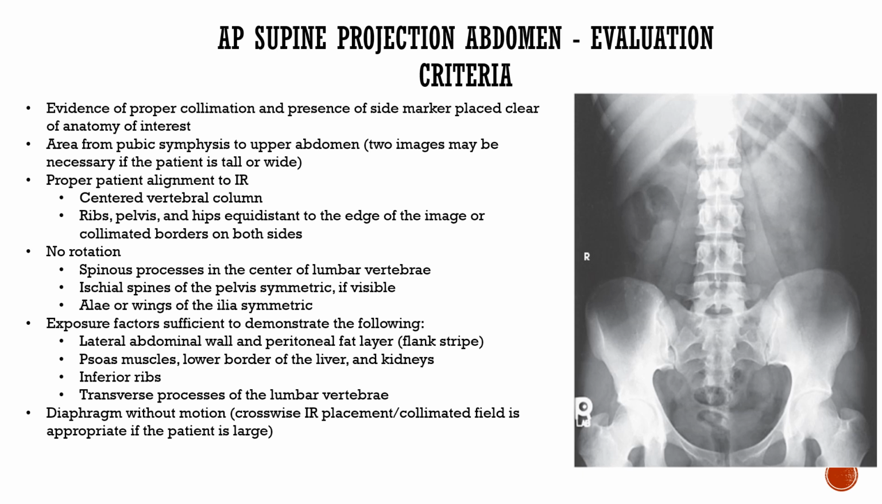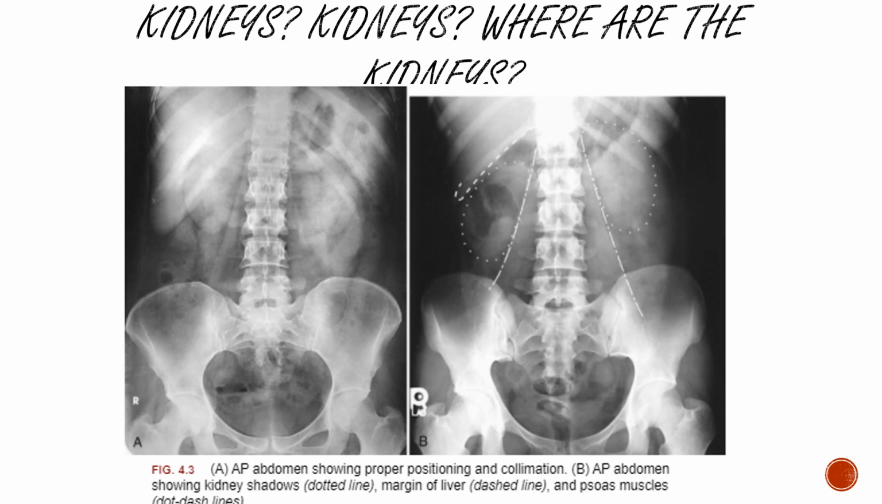include, as we've talked about before, the lateral abdominal wall, the fat layer of the kidneys. We want to see the psoas muscles, the lower border of the liver, and the kidneys, the inferior ribs, and the transverse processes. So the kidneys, where are the kidneys?